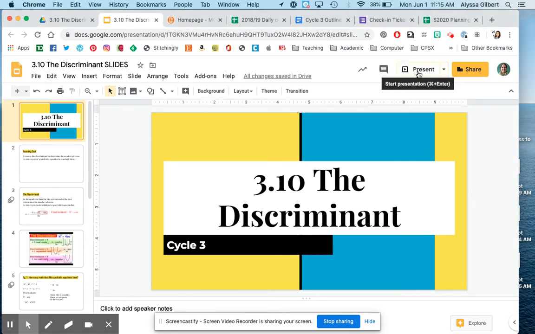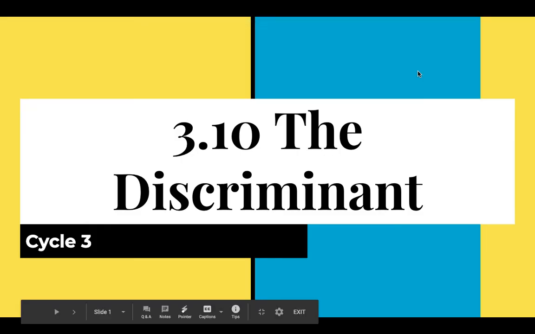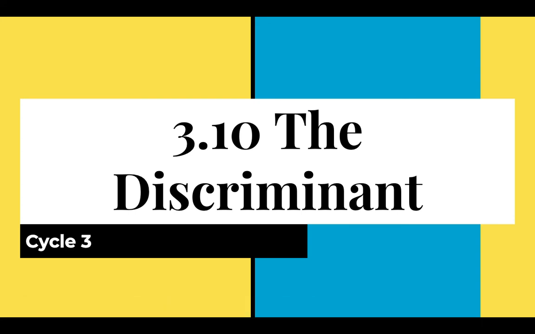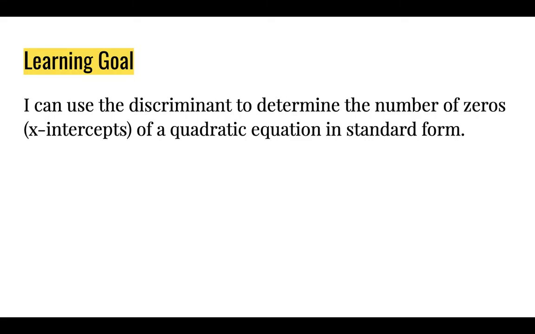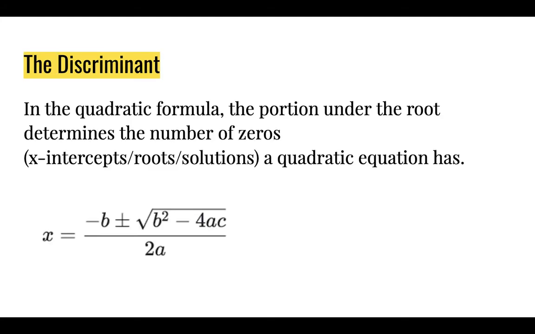Today, we're going to learn about something called the discriminant. This is super helpful to figure out how many solutions a quadratic equation has. Your learning goal for this lesson is to be able to use the discriminant to determine the number of zeros, which are also known as x-intercepts, roots, solutions of a quadratic equation that's in standard form. If an equation is not in standard form, you need to rearrange it so that it is, and I'll do an example with that.